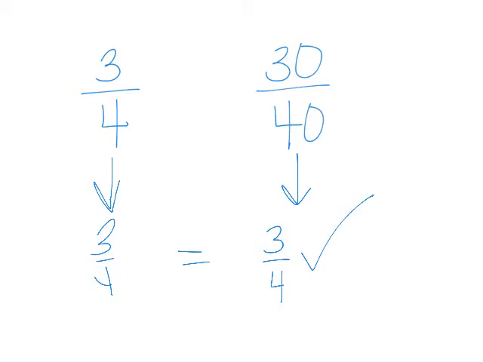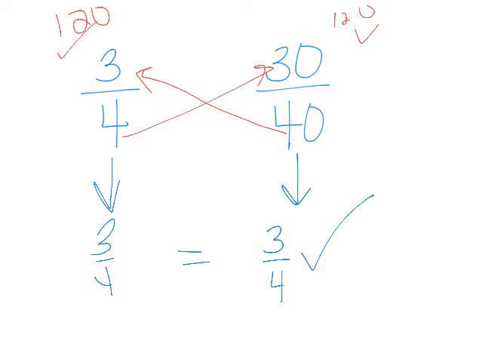You could also do that little cross multiplication thing. So 40 times 3 is 120, and then 4 times 30 is 120. So since both of those are the same, then yes, they're proportional. The two ratios are equal.